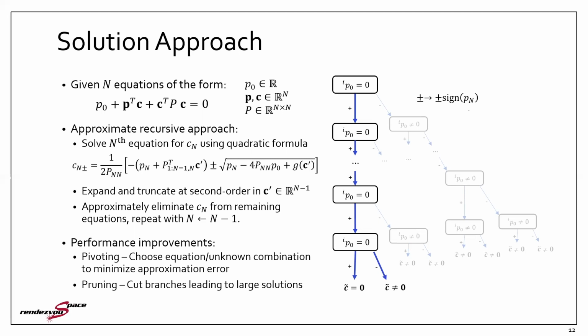And repeating this process recursively, we end up with a single equation and one unknown that we can solve and back substitute to find the full set of relative state constants. Now, each application of the quadratic formula leads to two solutions. So we end up with a branching tree, which ultimately produces 2 to the n estimates of the relative state. However, many of these branches violate our approximation assumptions, and we can actually leverage the structure of the tree to prune those invalid branches and reduce the computational cost.